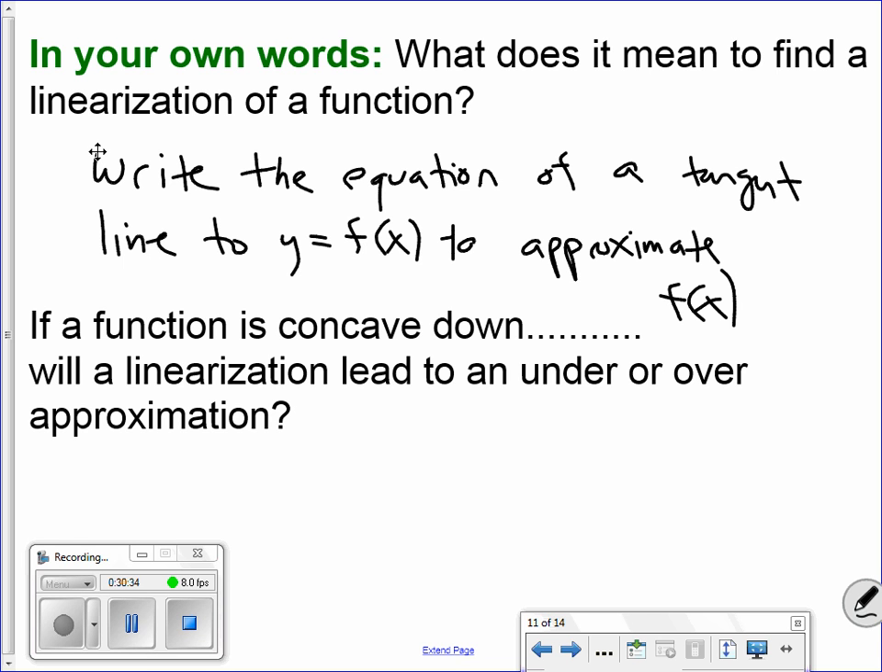If a function is concave down, and I use a linear approximation to approximate my function, is my approximation going to be over or under? Over. And if it was concave up, it would be an under approximation.